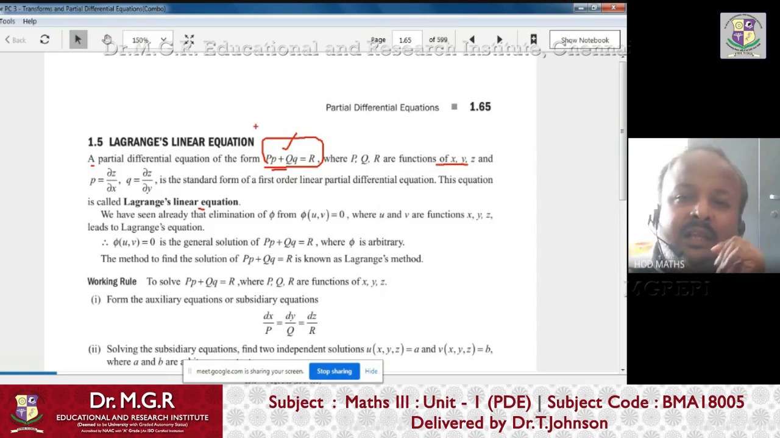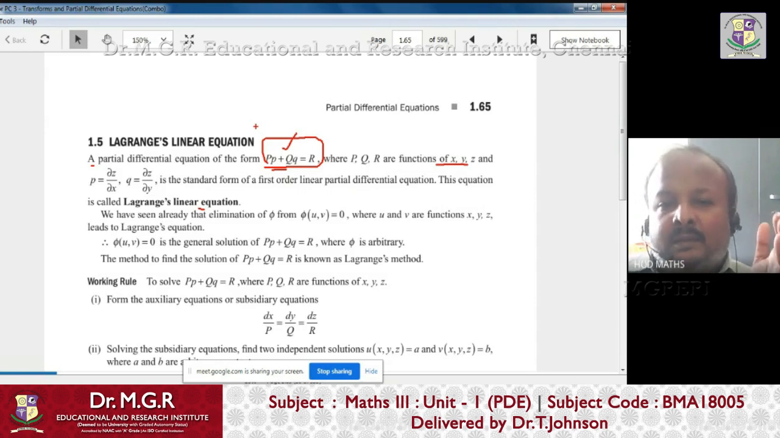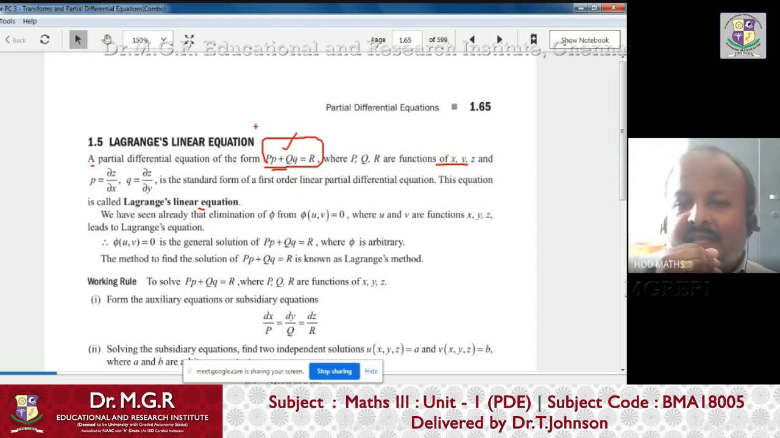Just like in type 2 we have Charpit's method, the equation of the form z equals px plus qy plus a function of p and q. The same way, whenever you see a PDE in the standard form Pp plus Qq equals R, that first order PDE is called Lagrange's linear equation.